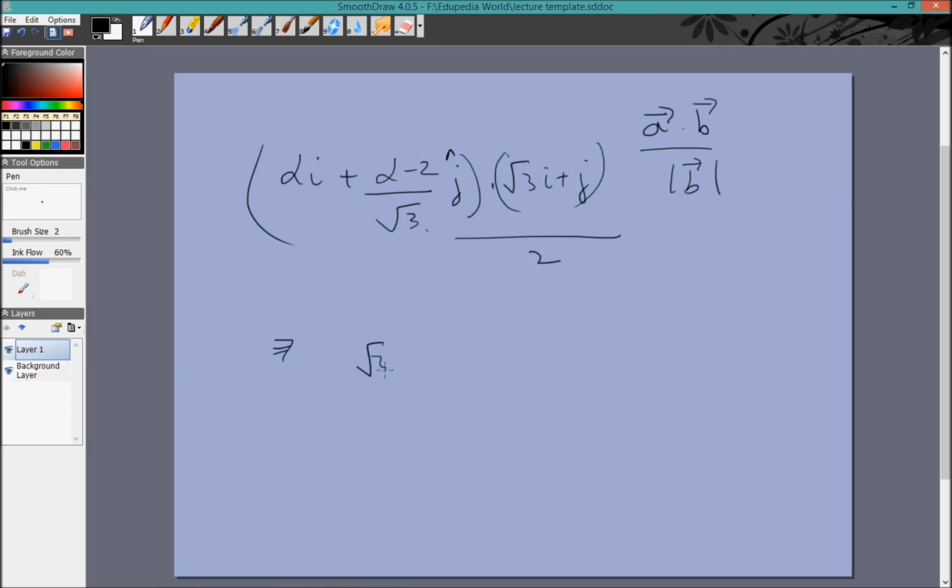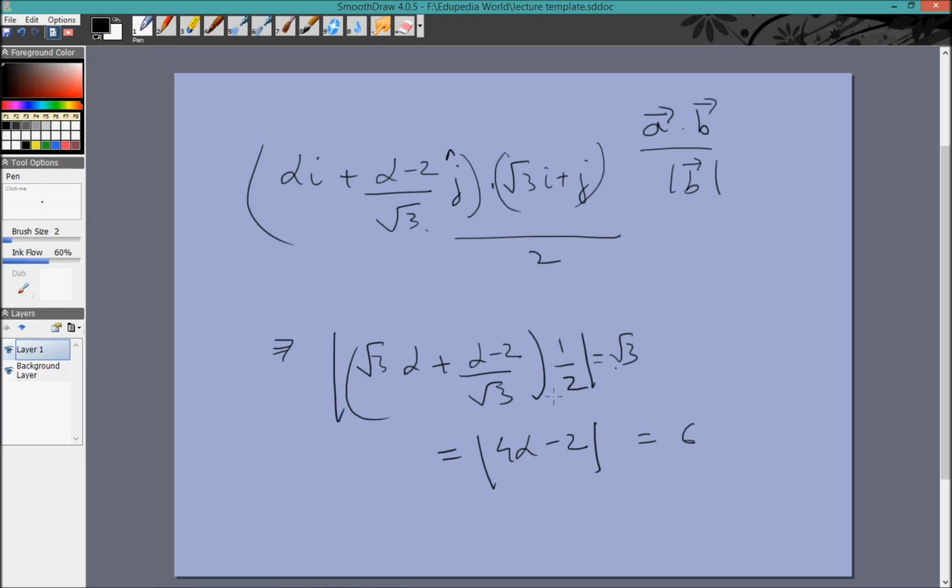So it gives me root 3 alpha plus (alpha minus 2) by root 3, whole times 1 by 2, is root 3. This is given to us to be root 3, which means another root 3 will go here, and 3 and 2 will become 6. So this will be 4 alpha minus 2 is equal to 6. But remember, this is magnitude, right? Because we are talking about distance, the magnitude of projection, which means 4 alpha minus 2 could be plus or minus 6, which means 4 alpha could be minus 4 or 8.